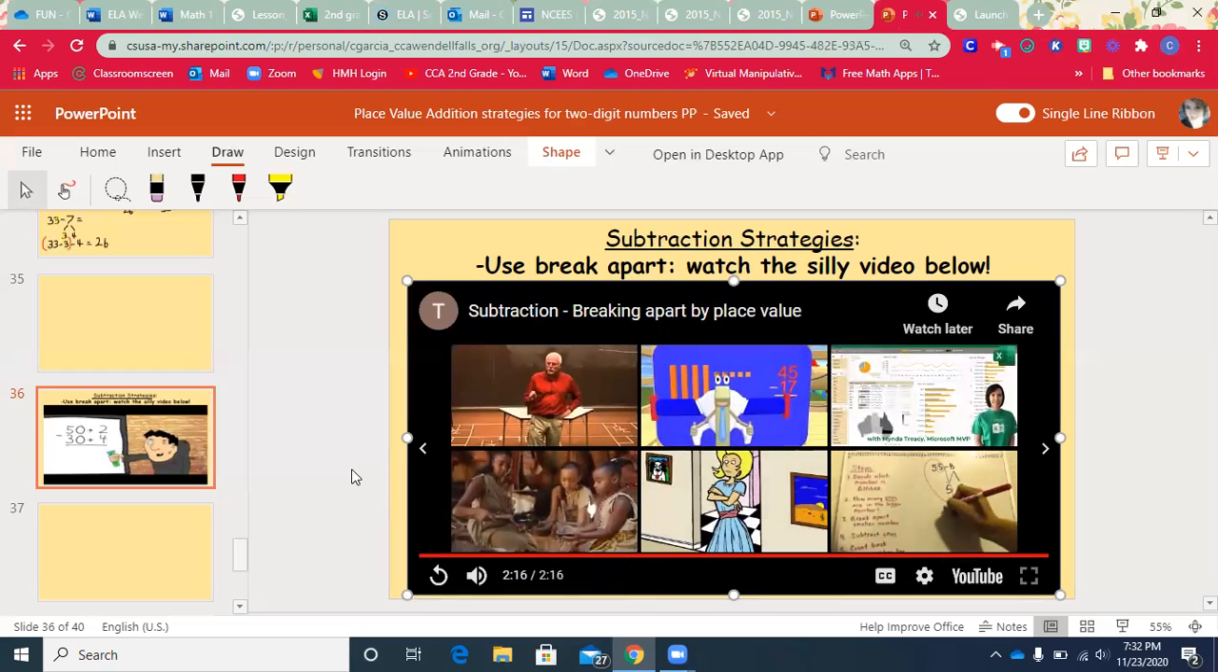All right, guys. So that was just a different strategy for break apart. Either one of those will work for subtraction. Your assignment today is going to be a worksheet for you to practice all 3 of these strategies.